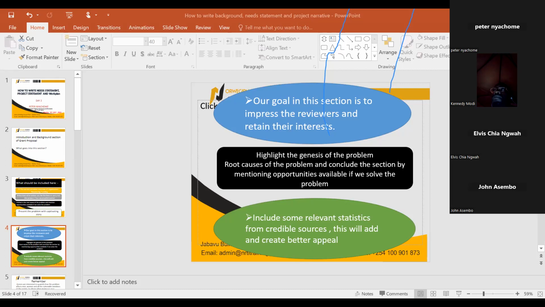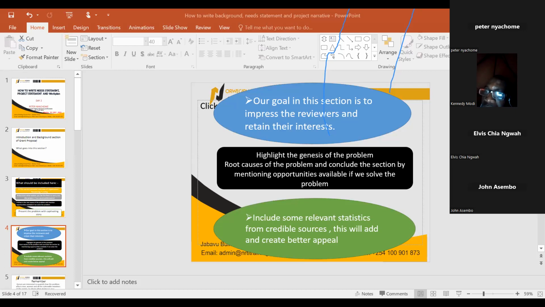Remember, at the back of your mind is the concept of: are we able to justify the reason why we are the best to be given these funds to implement this program? That is what is at the baseline. That is the common denominator you are trying to communicate to the donors.